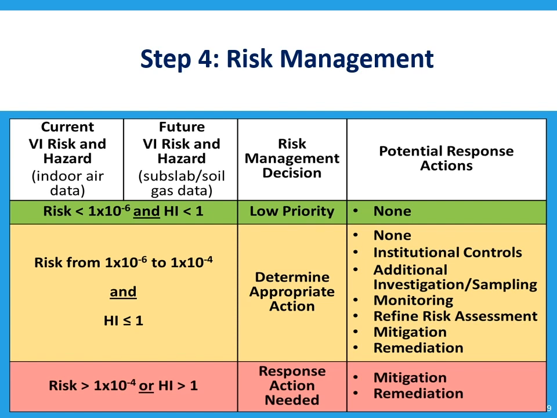The second option or outcome is when the risk of indoor air and soil gas exceed 1 in 10,000 or when the hazard index is greater than 1. This is the red area on the chart. In these cases, building mitigation is warranted along with remediation of the subsurface contamination.